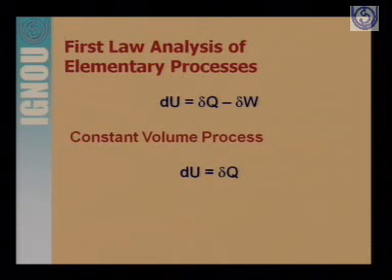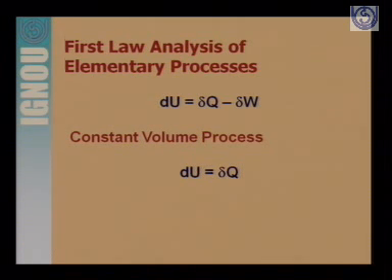The analysis of the first law of thermodynamics speaks about different conditions of the process. Take a very simple example. What will be the expression for the first law of thermodynamics for the constant volume process? For a constant volume process, the volume is constant, so there is no work done. So the delta W term will be 0.